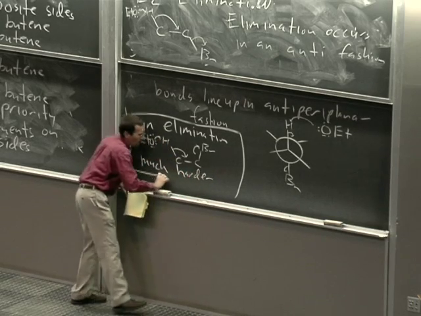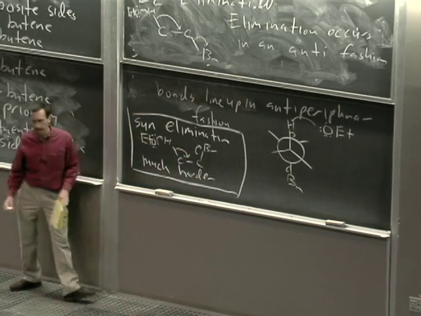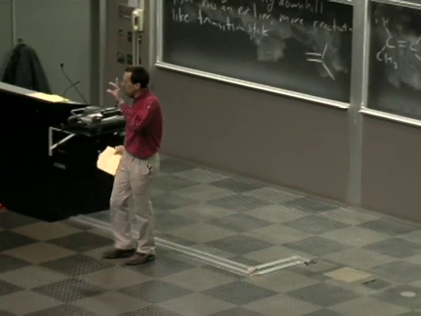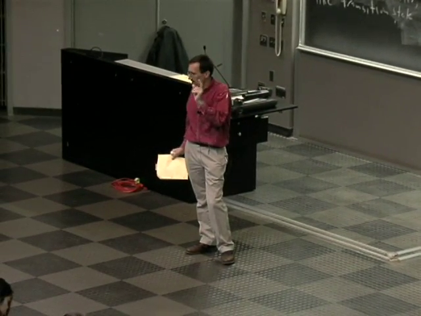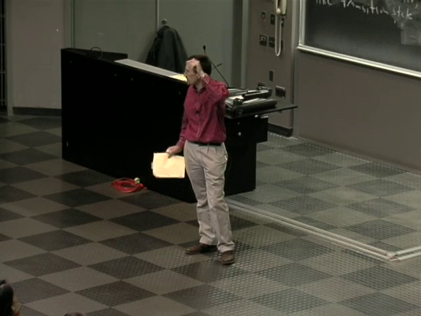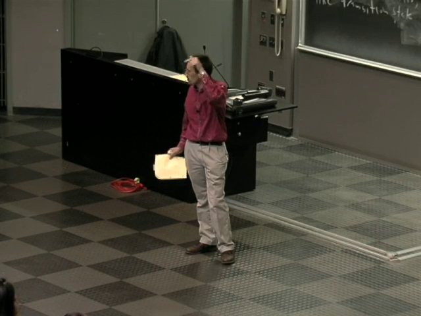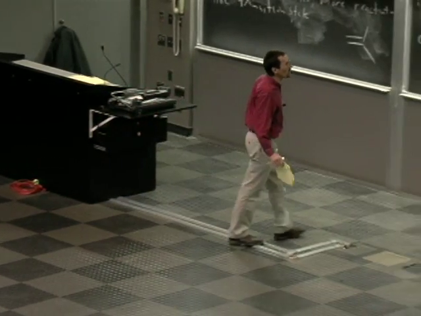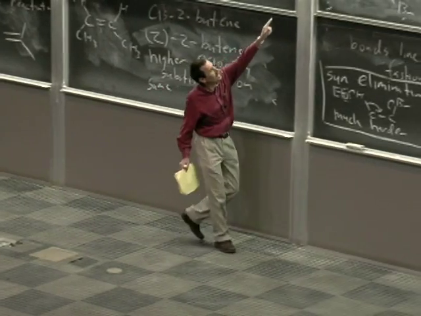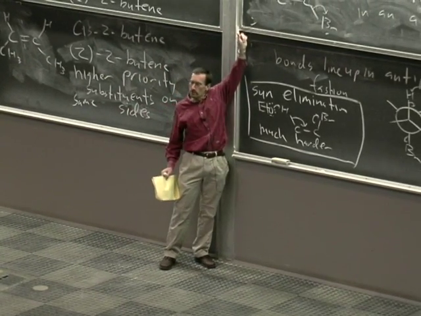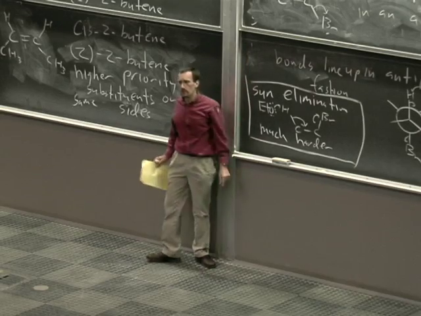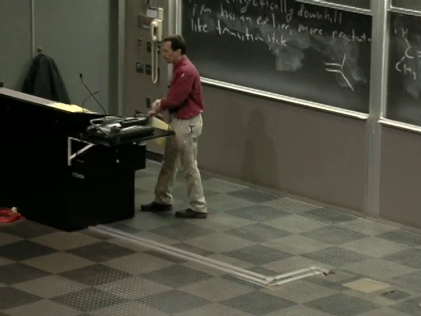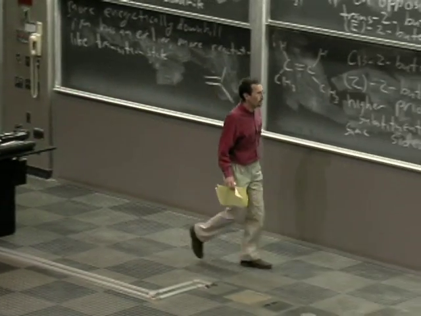In the discussion problems this week, I've given an example of syn elimination, but it's a very special example where it's occurring in an intramolecular fashion, where for all intents and purposes, the base that pulls off the proton is built into the molecule. But when you don't have the base built into the molecule, when it's occurring in an intermolecular fashion, there's a very, very strong preference for anti-elimination to occur. Let me show you some of the implications of this in a couple of examples.